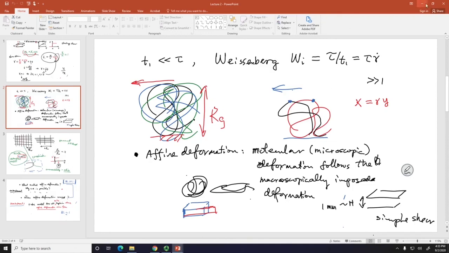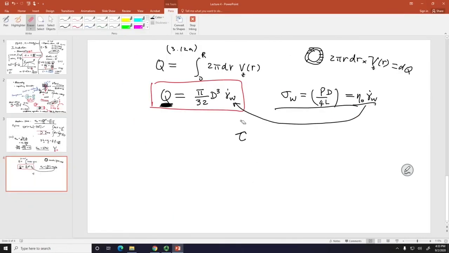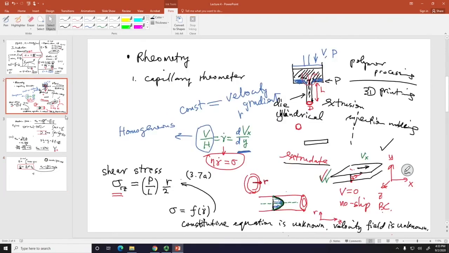So we learned all this in simple shear. Does it really matter when we have a capillary? It's still this. Remember, I just told you that this capillary is dominantly a matter of forcing your material to undergo shear deformation.